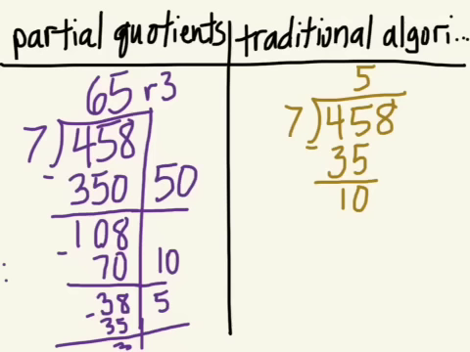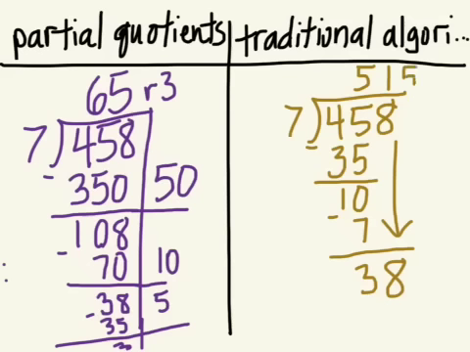Look what happens if she tries to continue on. Well, we've got a 10 right here, so then I could take out one more group of 7. Where does that go? Right there, and then 7 times 1 is 7, subtract is 3, bring down the 8, and another group of 5 7s would be 35, remainder 3, 515, remainder 3. What? That's not even close.